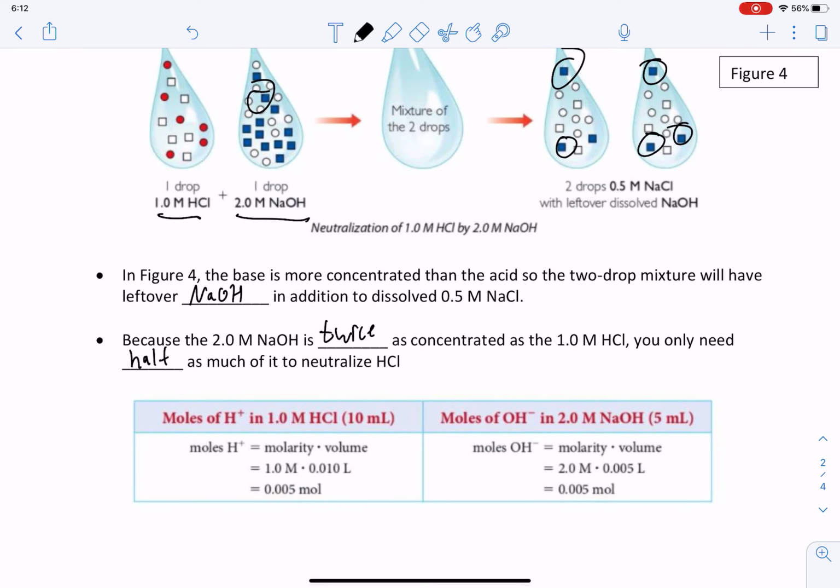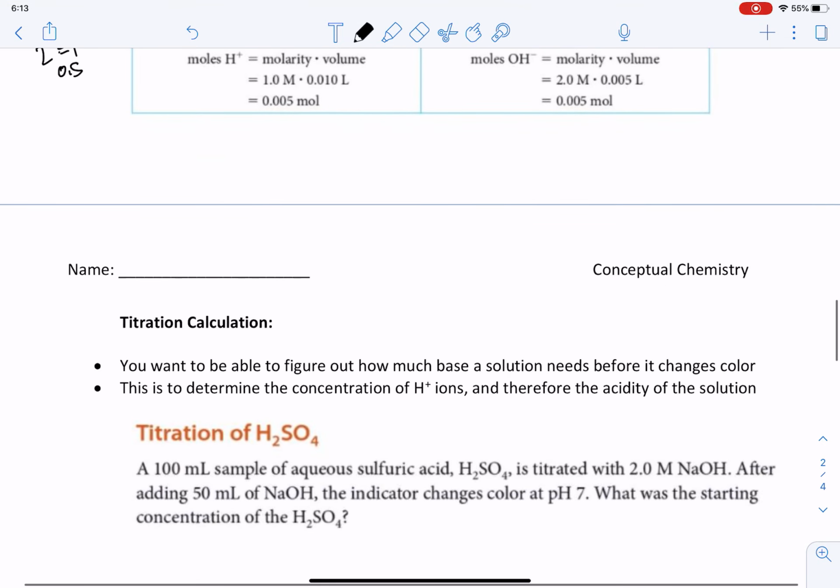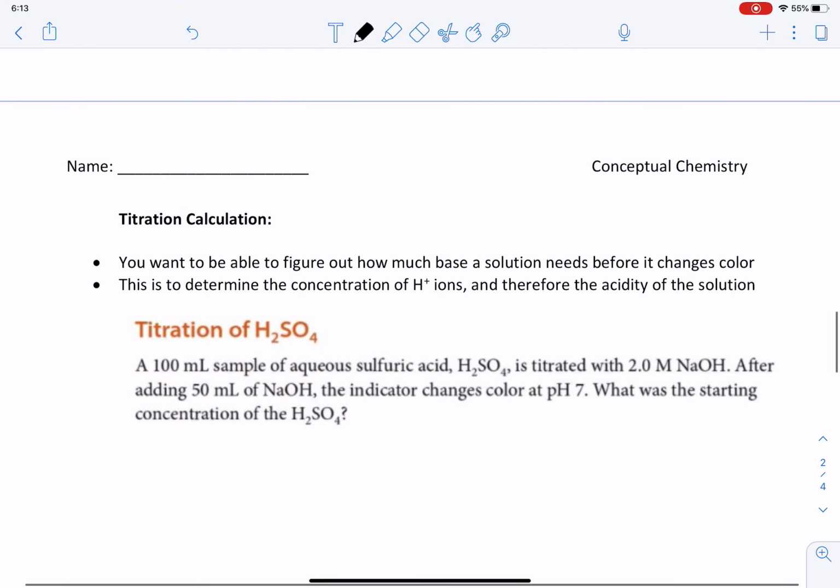And this table shows that same idea. When we add things in the same amount, it should take about the same amount of drops to cancel each other out. And when you have twice as much, it should take half that amount. Basically, equal concentrations should take the same amount, and if you have twice the concentration, it should only take half the volume. All right, so the next video will go over the calculation part. I'm going to split these videos up, and I'll talk to you guys soon.